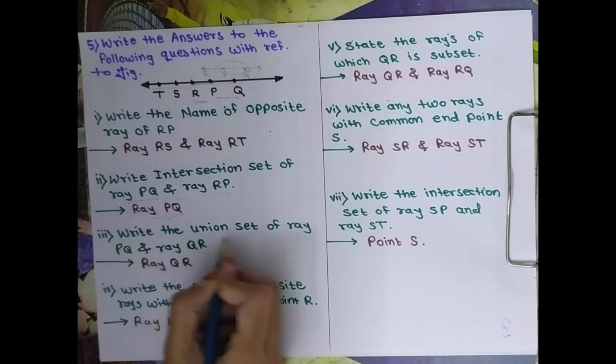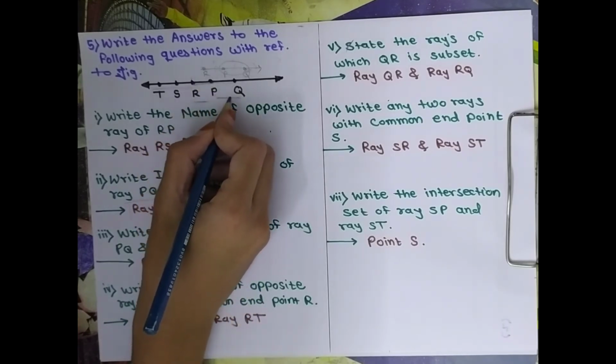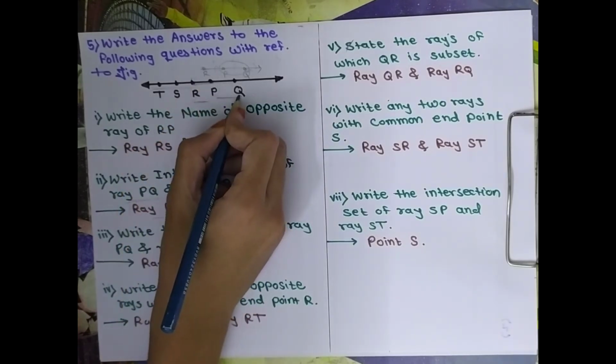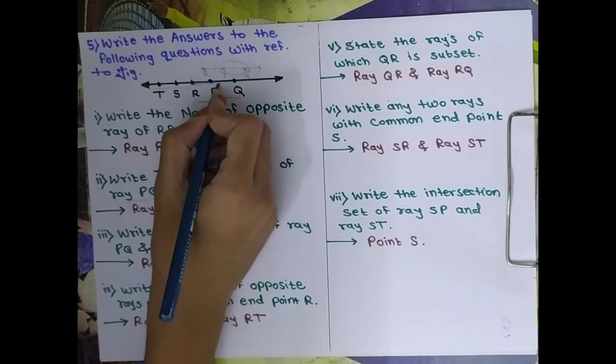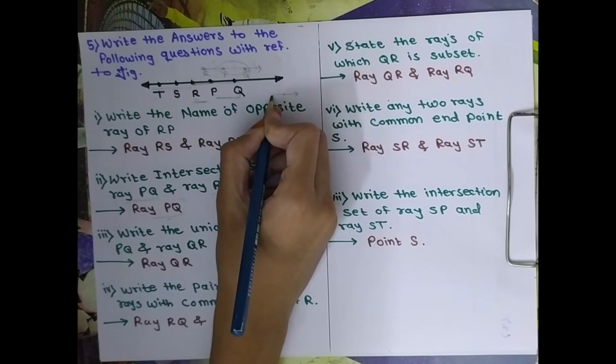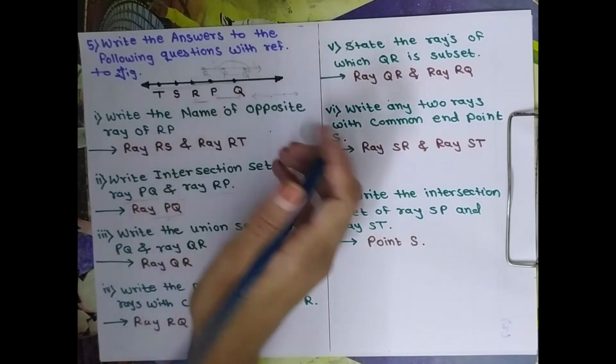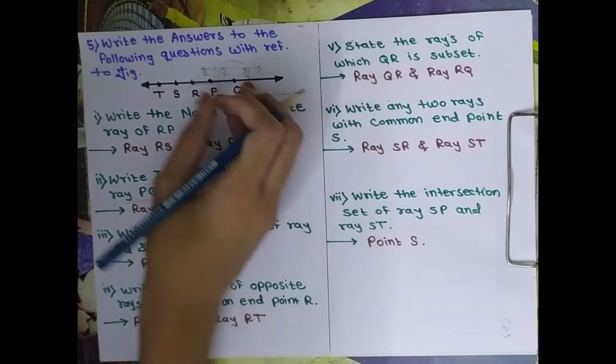Next is write the union set of ray PQ and ray QR. Ray PQ and ray QR. This QR means these two: PQ is like this ray and QR is this ray. So write the intersection. Intersection means QR is the intersection, this whole.